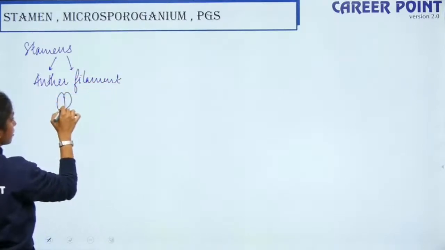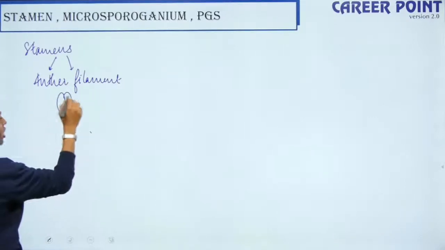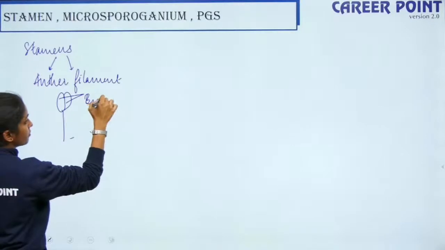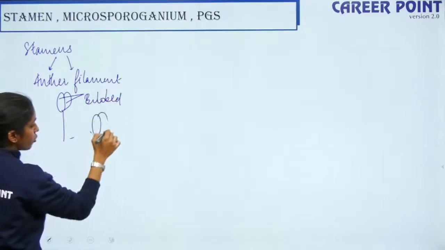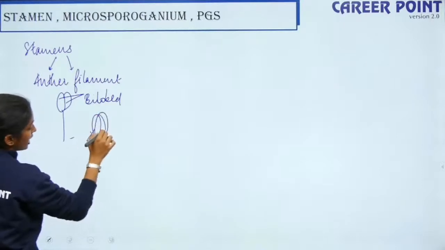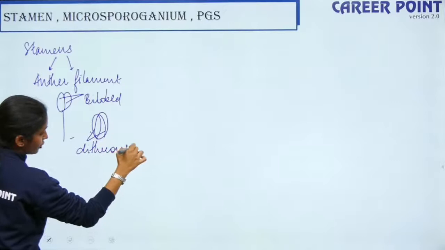Yes? So it is like this. So this is your filament and this is your anther. So your anther is bilobed and it is also dithecous. So what do I mean by dithecous? So it has 2 wall structure. So that is why it is known as dithecous, right?